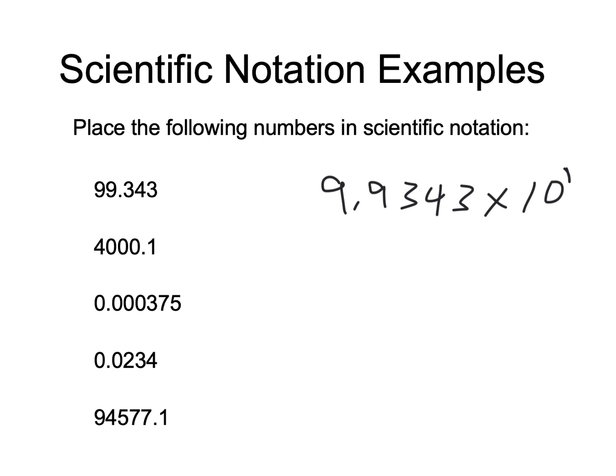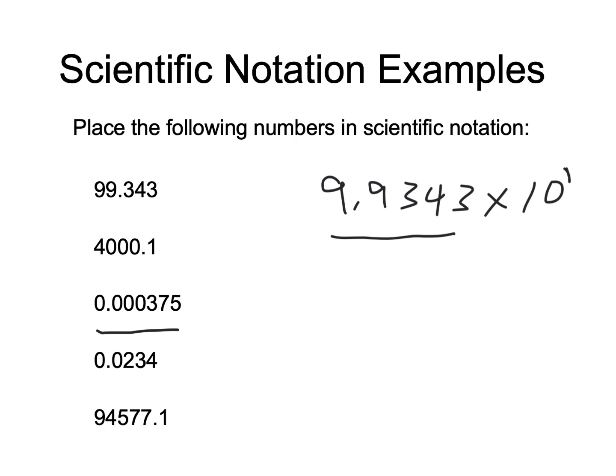And by the way, if my number, instead of being 99.3, what if it was already just 9.934? How would I put that in scientific notation? Well, I could write that as times 10 to the 0 power, because anything to the 0 power is just 1, right? Hopefully you guys remember that. And so that's one way to look at that. Now, let's do one more of these, and I'll let you work on the others on your own.